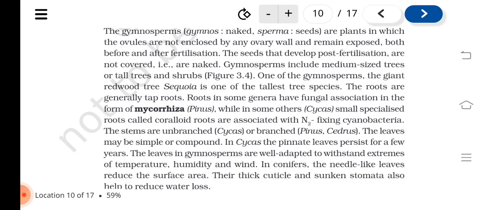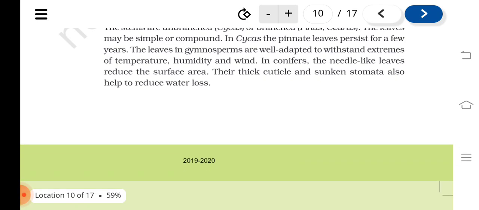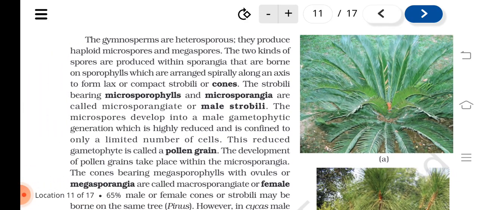The leaves in gymnosperms are well adapted to withstand extremes of temperature, humidity, and wind. In conifers, the needle-like leaves reduce the surface area. Their thick cuticle and sunken stomata also help to reduce water loss. The gymnosperms are heterosporous. They produce haploid microspores and megaspores.